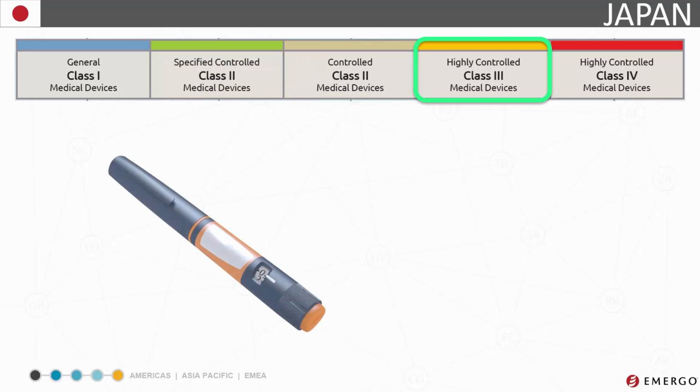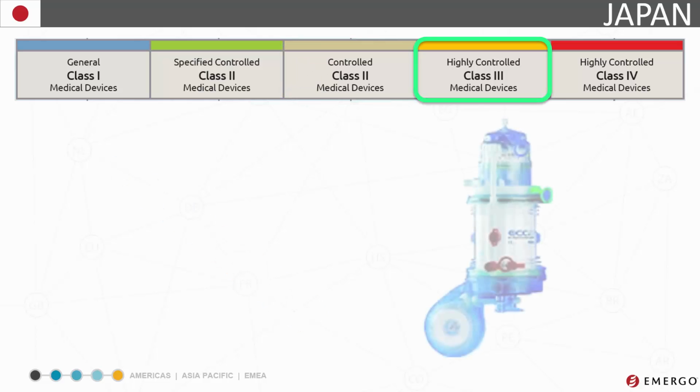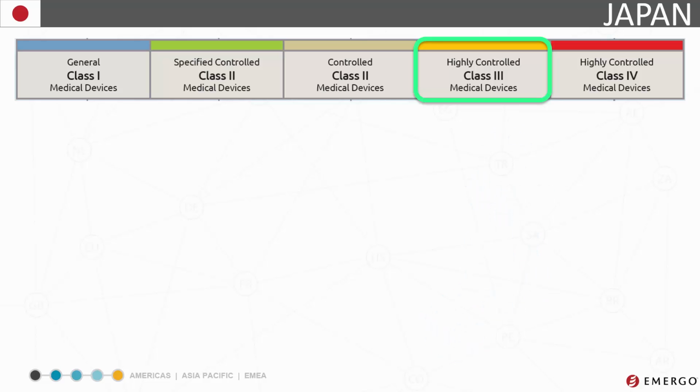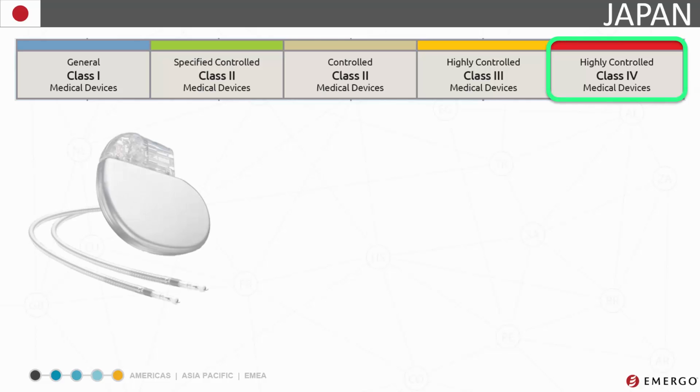Highly controlled medical devices, Class 3 and 4, are those deemed by the MHLW to have a relatively high or potentially fatal risk in the event of malfunction or side effects. Class 4 are the highest risk devices.